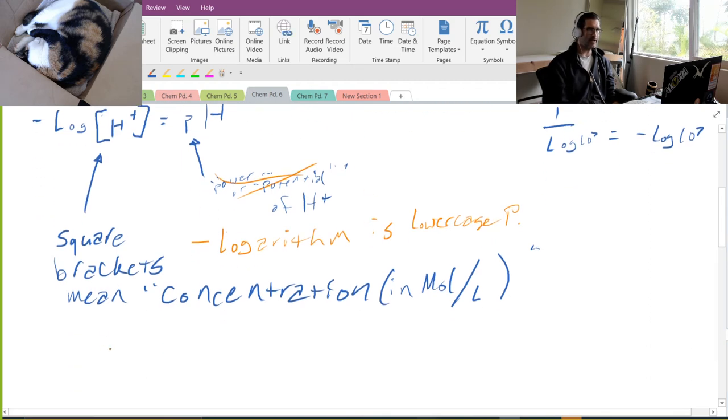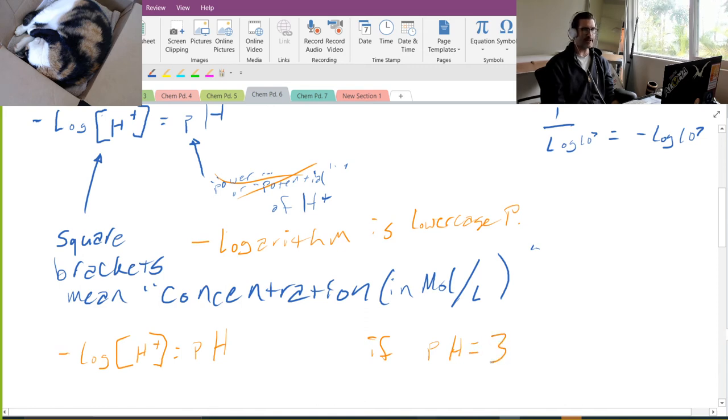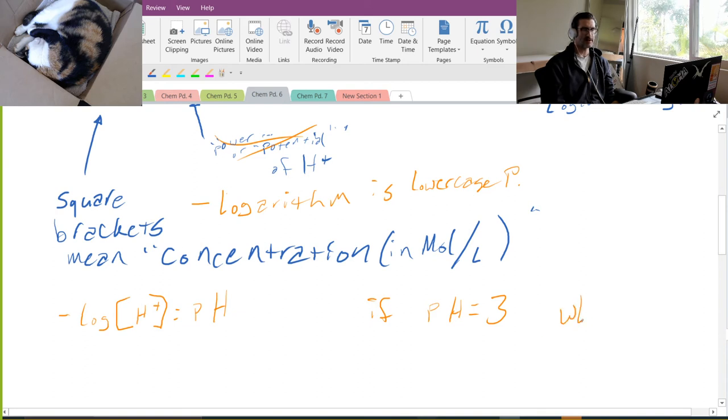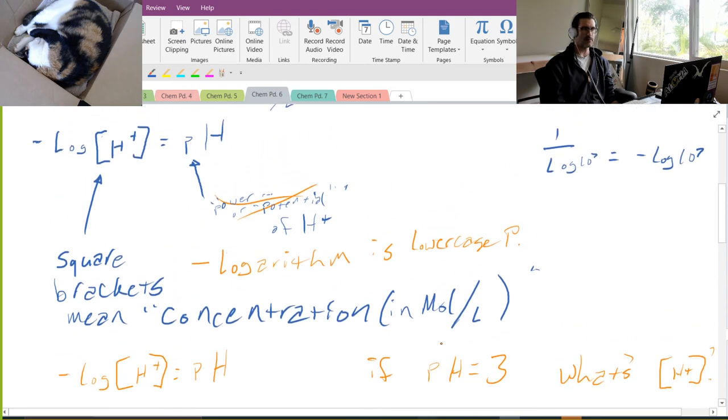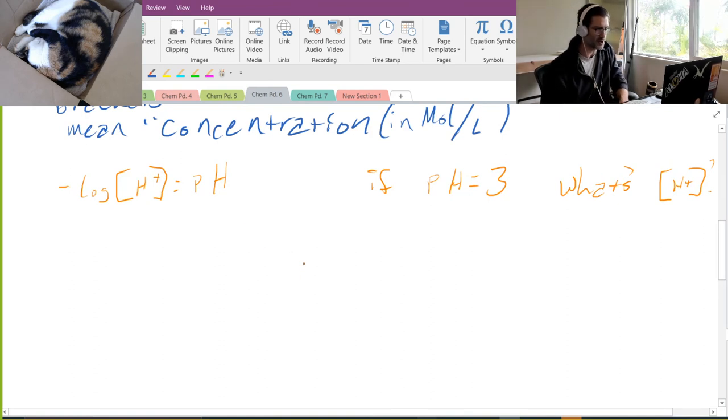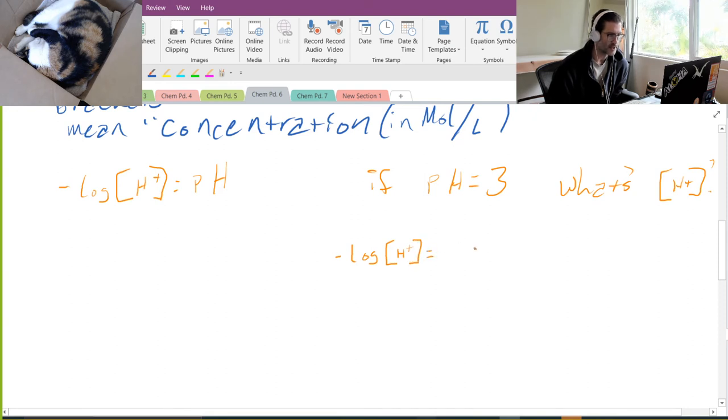So the negative log of the concentration of H plus is the pH. If we have a pH of 3, what's the concentration of H plus? How do we go from the one thing to the other? Let's remind ourselves about the properties of the logarithm. Negative log concentration of H plus equals pH.